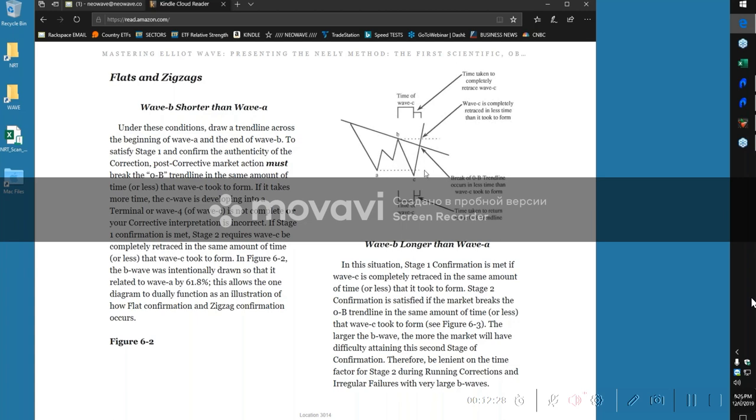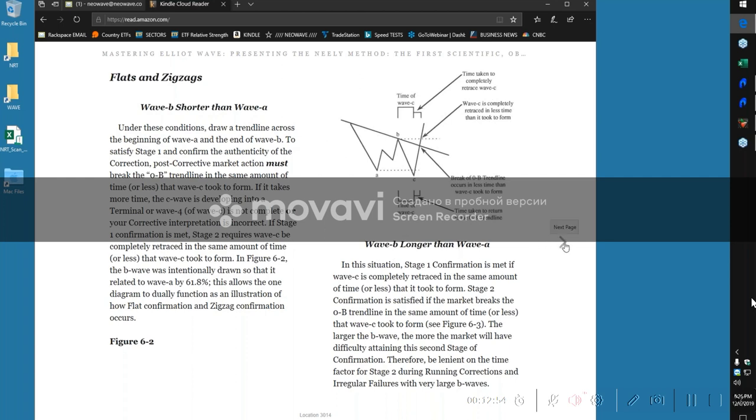So you can just measure the B wave, add it to the bottom of wave C, and you know the minimum upside, and you're also going to want to break the 0B trend line and preferably retrace all of wave C. But stage 1 is required. Stage 2 is a maybe, depending on how serious this conclusion is and whether it's just wave A of a bigger pattern, or possibly wave 4 or wave 2 of a larger pattern.